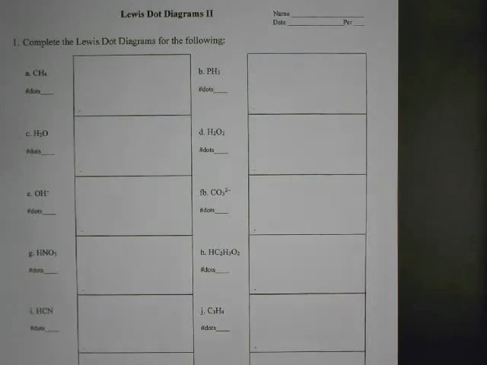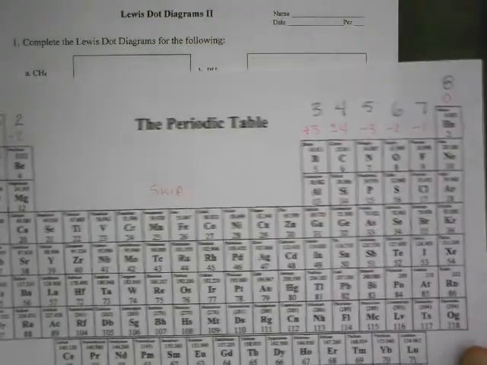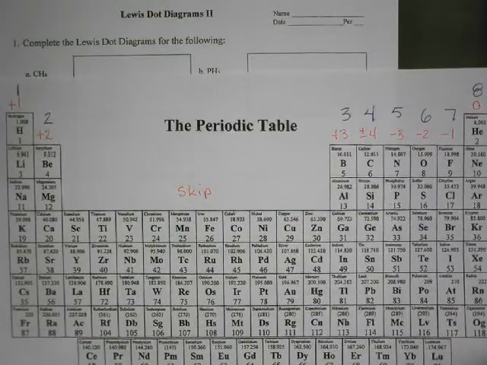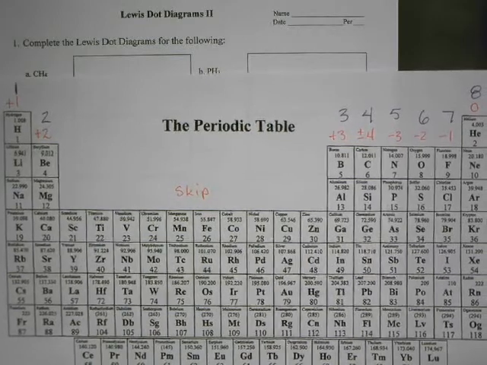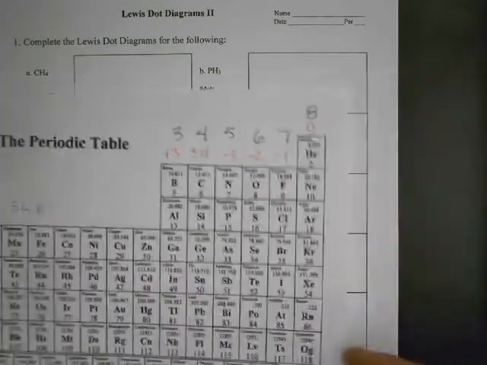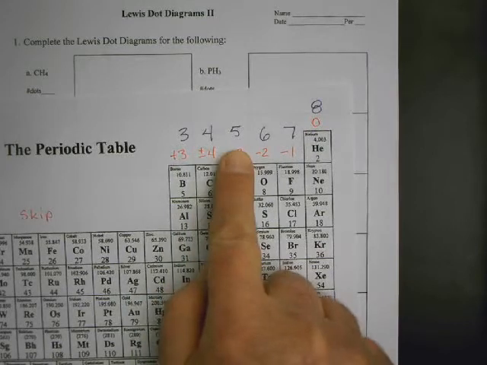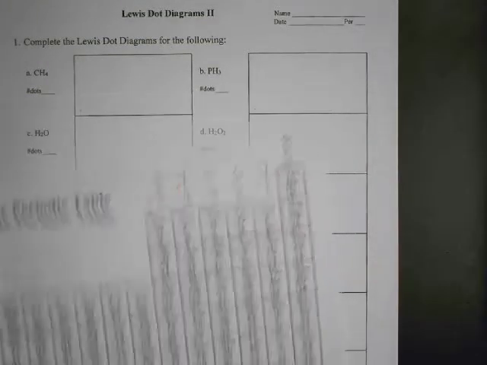All right, so we're going to go over Lewis dot diagrams too. We're going to start off with how many dots would be in each diagram. Remember that basically we're using the periodic table's pattern. Everybody in column 1 has 1. Everybody in column 2 has 2. 3, 4, 5, 6, 7, 8.